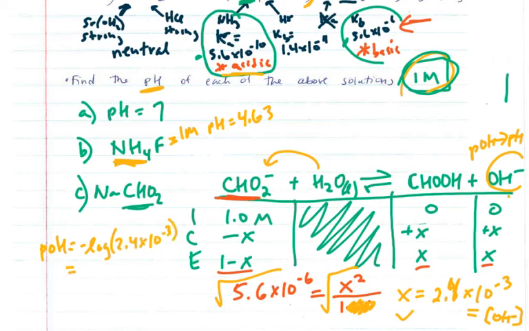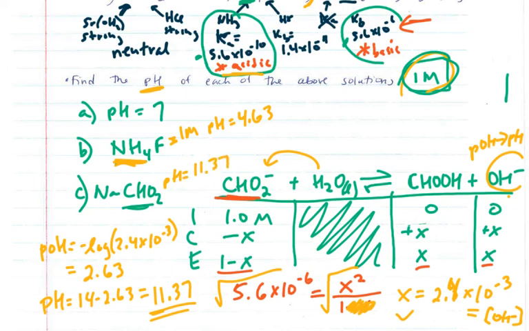So the pOH is 2.63. So the pH is just 14 minus 2.63, which is 11.37. And again, that makes sense. It's a high pH. The pH of this would be 11.37 because we expect it to be basic, because that ion has a Kb. It is basic. Okay, that is the end of chapter 16.